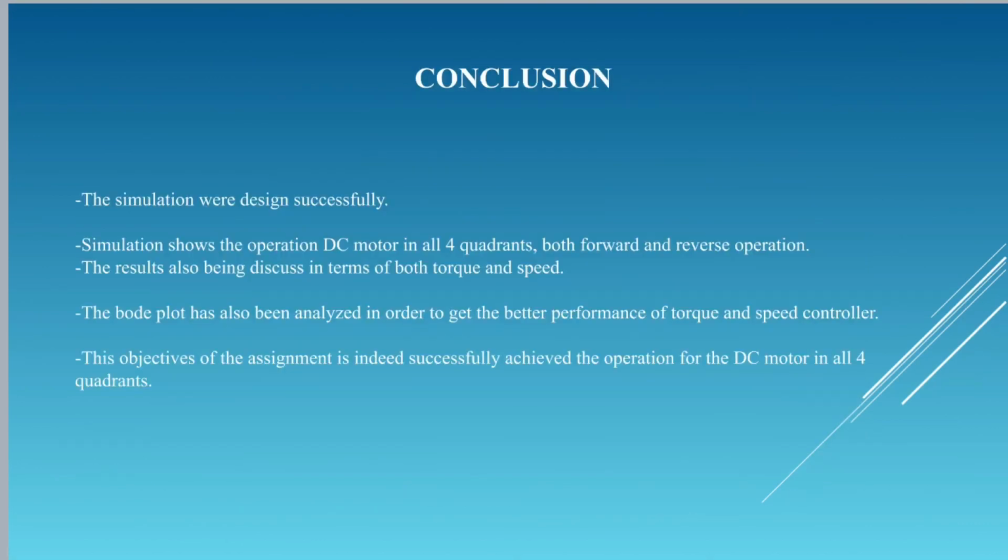As a conclusion, based on the simulation of the design, the result shows the operation of the DC motor in all 4 quadrants, both forward and reverse operation. The result has also been discussed in terms of both torque and speed, while the PI controller has been used to tune the parameters for the DC motor. The Bode plot has also been analyzed in order to get better performance of the torque and speed controller. The objective of the assignment is successfully achieved, and the operation of the DC motor in all four quadrants managed to be controlled by varying the two levels of power rating, which are low and medium power rating.